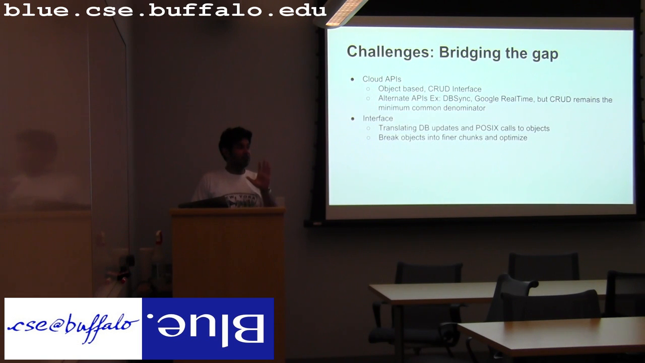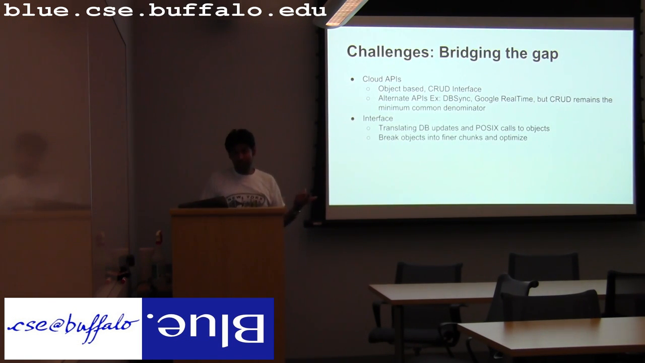So if I use a REST API, it's just going to be get and put, whereas a DB might update an individual row. The entire database is stored as a file in the Android system, and any update to a particular row results in updating the entire object on the cloud. So that's the interface mismatch which we have to deal with.